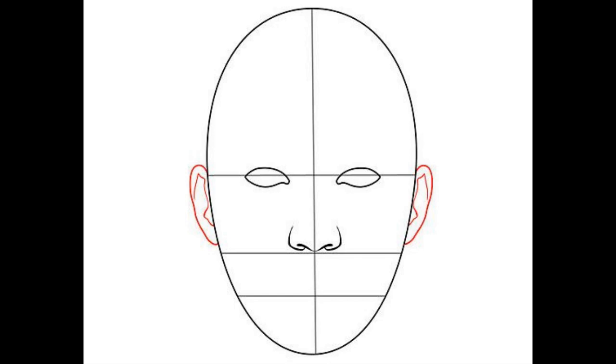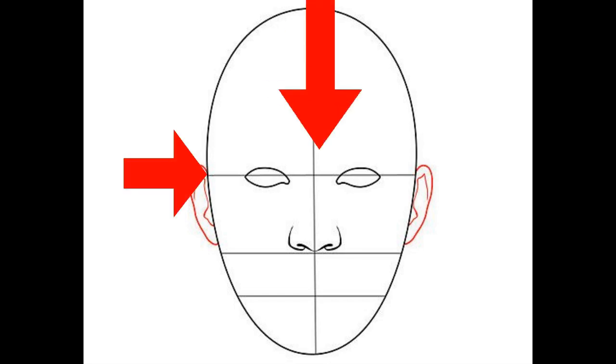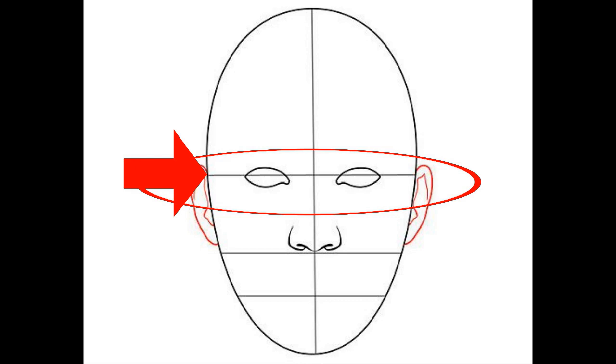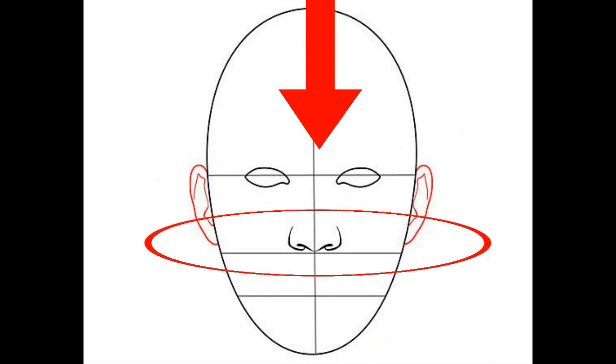Guidelines are to help an artist make sure the features are around where they would normally be on a face. For example, there are guidelines in the middle of the face going horizontally and vertically. On the horizontal line, that's where the eyes would line up on the face, and the vertical line shows where the middle of the nose and the mouth would line up.